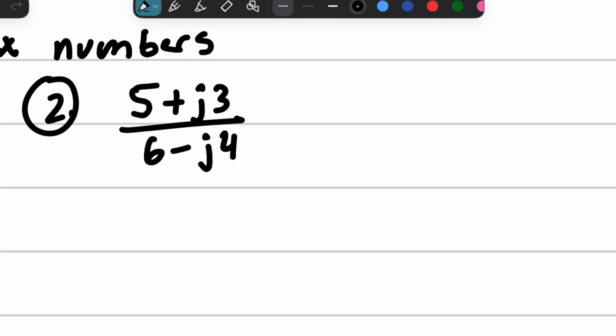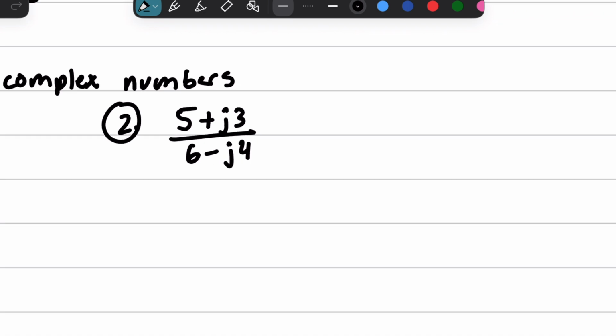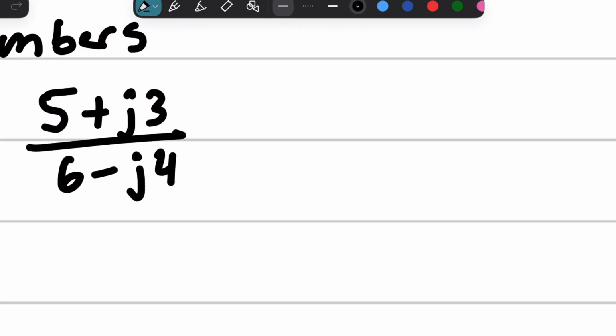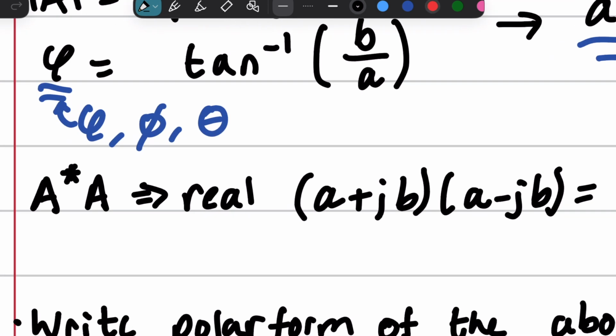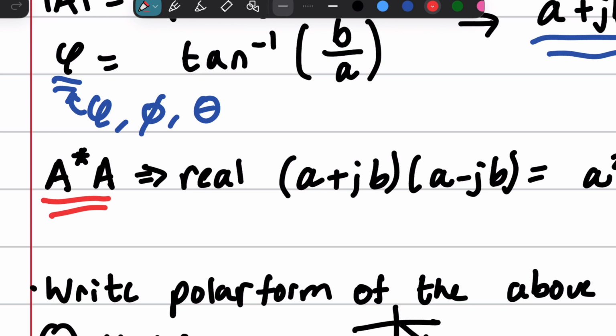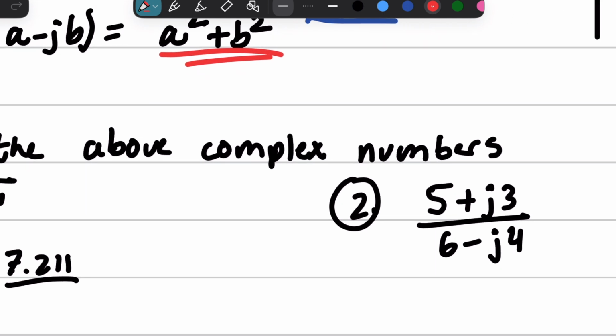Now for this one, we're actually going to have to use the complex conjugate because we cannot find the magnitude in this form. So what we're going to have to do is multiply by a factor of 1. We're going to multiply by the conjugate of the bottom because, oh, I completely glossed over this. When you have a, the conjugate of a times a, you're going to get a real number, and you're going to get this identity right here. And so you're just going to say a squared plus b squared.